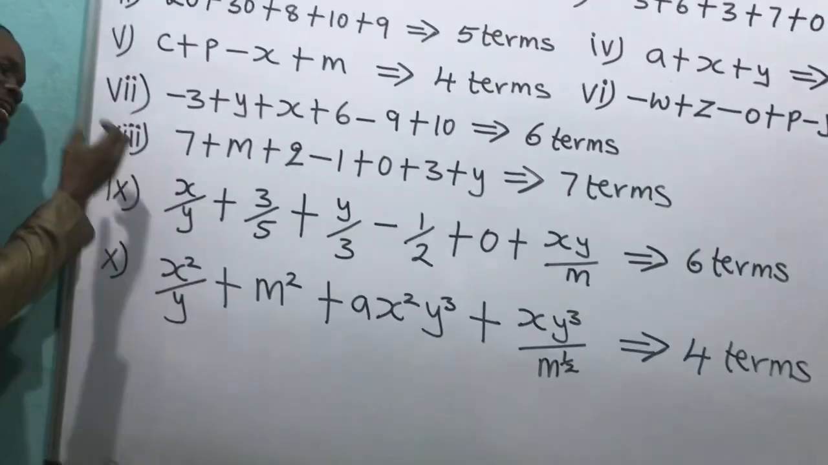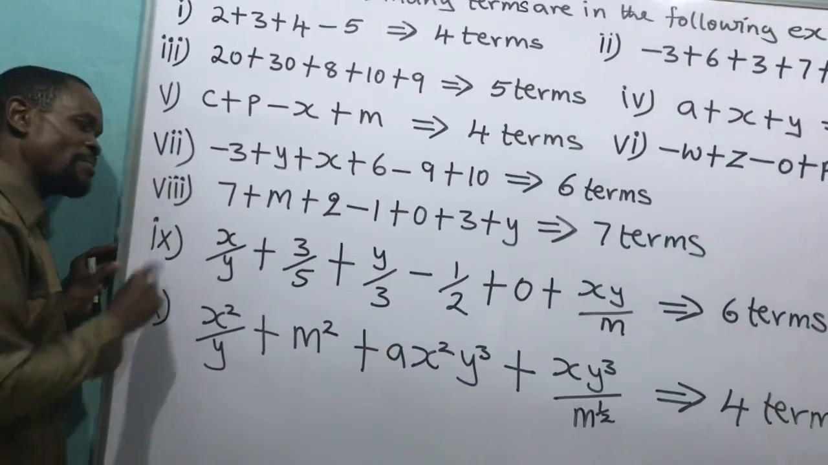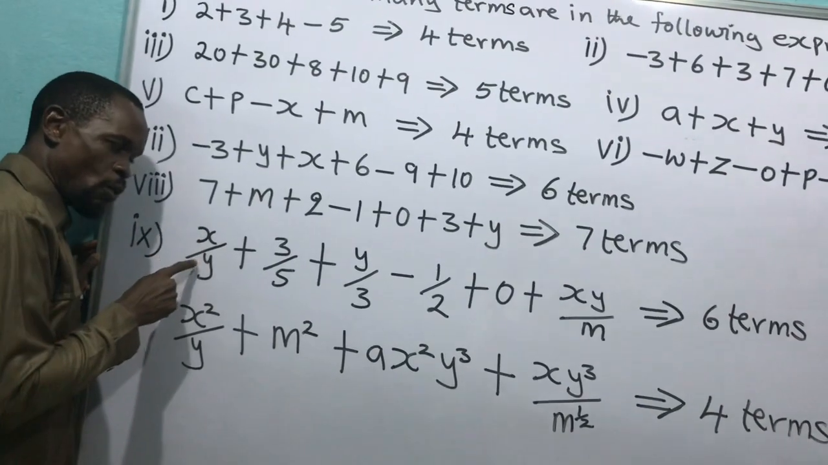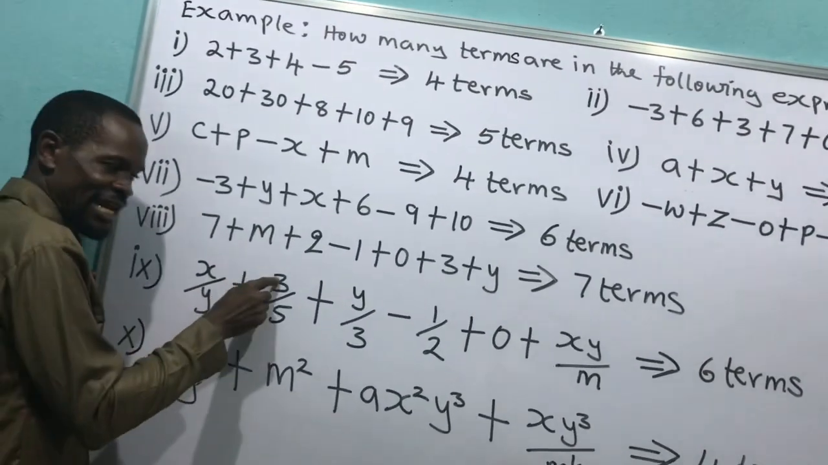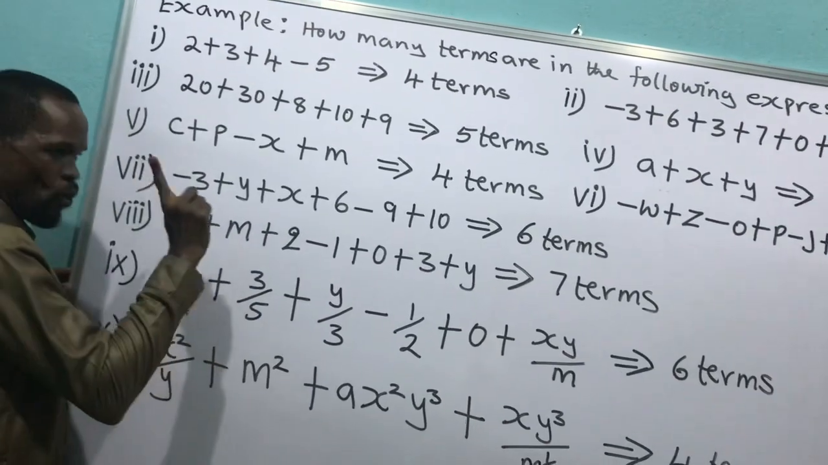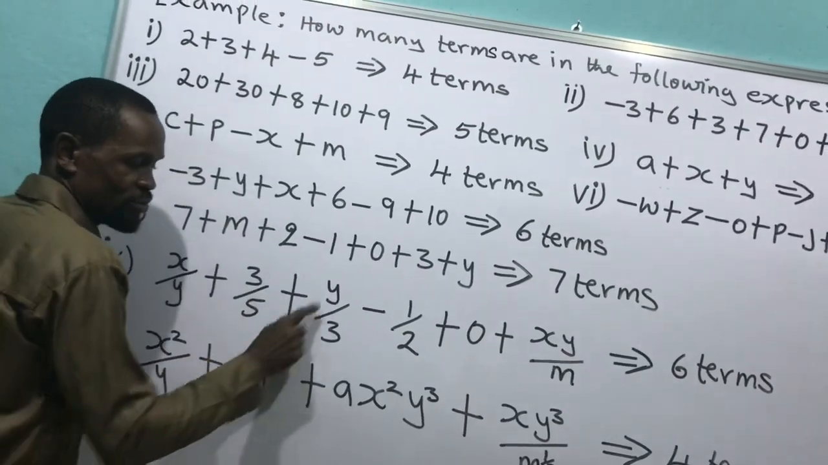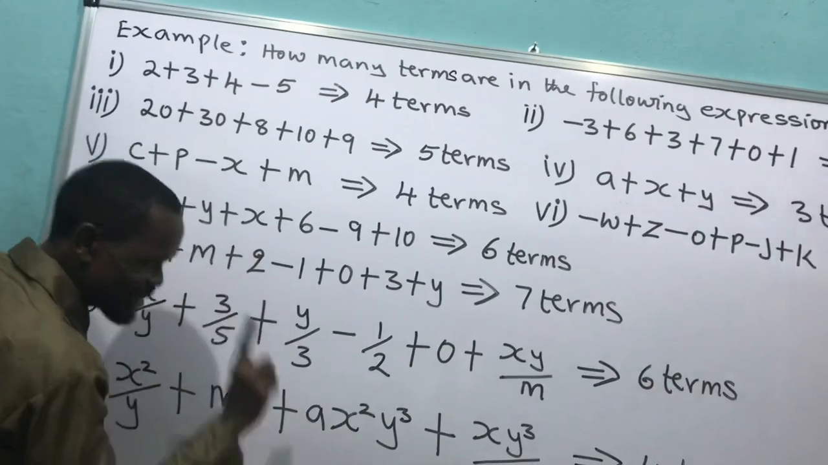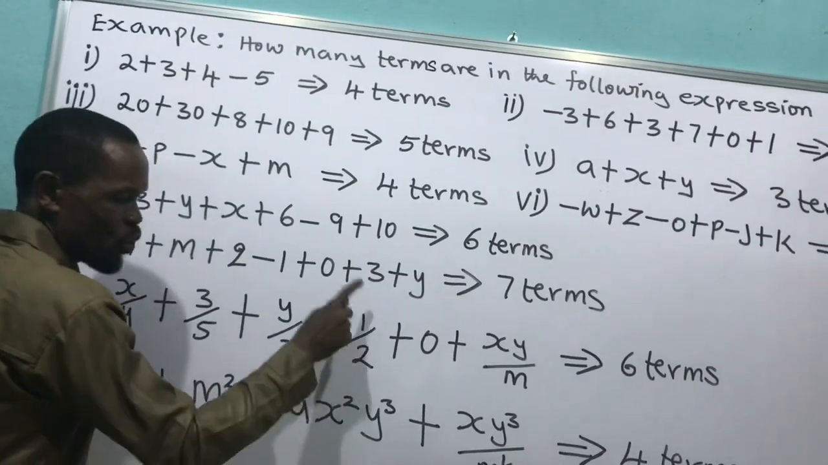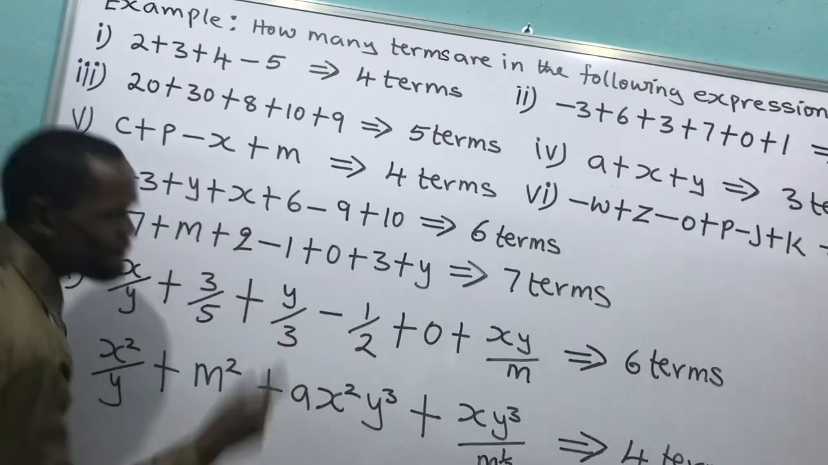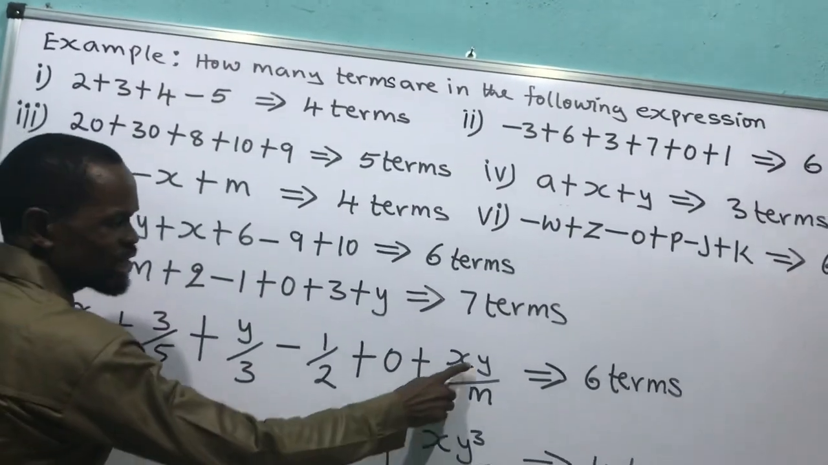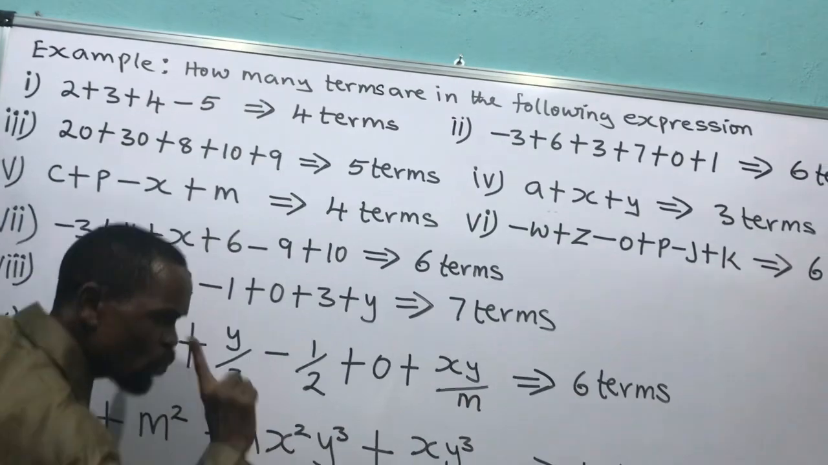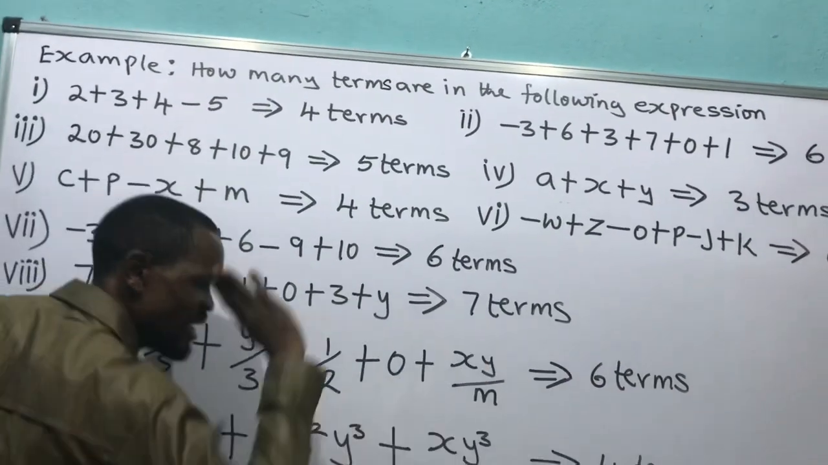I come to IX. IX means question number 9. X over Y is a term, one term. Plus 3 over 5 is 1 term. Plus Y over 3 is 1 term. Minus 1 over 2 is 1 term. Plus 0 is 1 term. XY over M is 1 term. This thing you see here is 1 term.